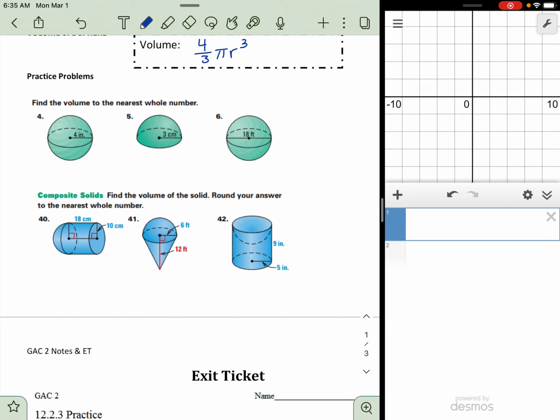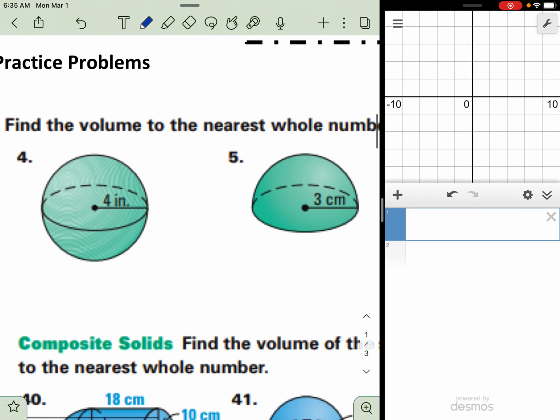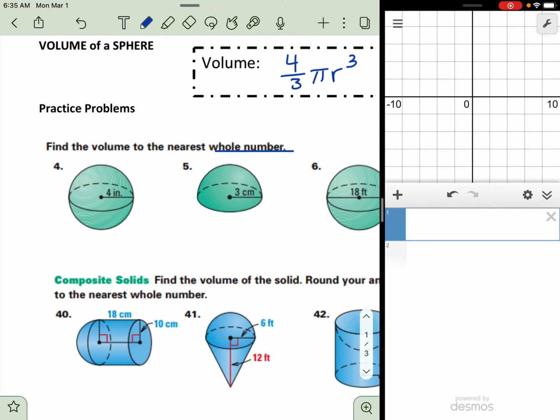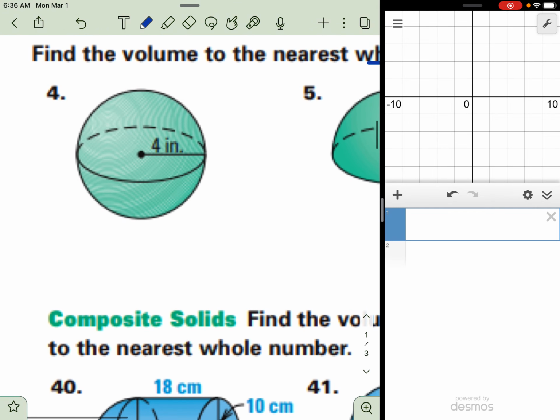Well, it says 4 because I've copied it, but it's not number 4. But the first practice problem here says find the volume to the nearest whole number. So always pay attention to what it states that you're supposed to round it to. Just like on the quiz on Friday, I hope you guys paid attention to where it said rounding and that you completed that. That was that bonus quiz.